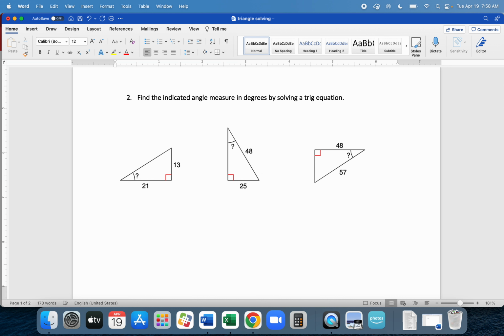Or, in other words, I've got a coordinate point 21, 13 here. Don't know what the radius is. I don't have to find it. I could certainly use the Pythagorean theorem or something. What I'm interested in is, how big is this angle?